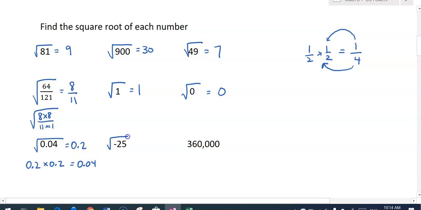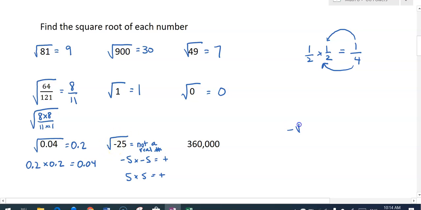Can I take the square root of a negative? This one's a tricky one, right? Because can I make two numbers exactly the same to get a negative? Well, no, a negative times a negative is a positive, and a positive times a positive is a positive, so it's impossible to make them the same and get a negative. So we say this is not a real number. Okay, so you cannot take the square root of a negative.